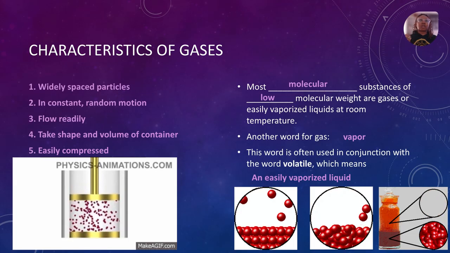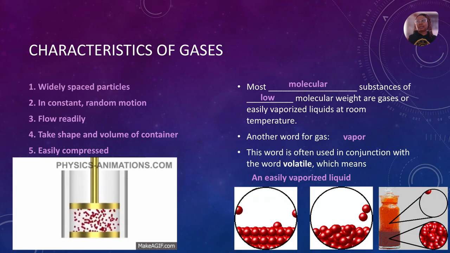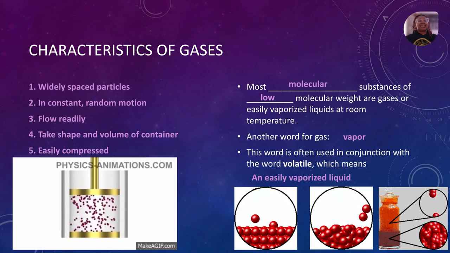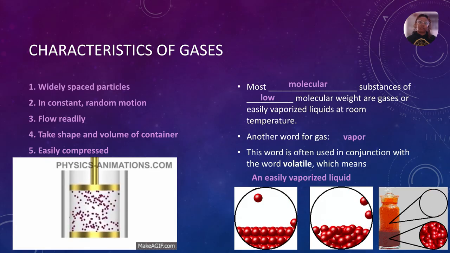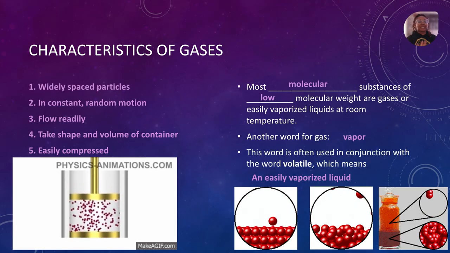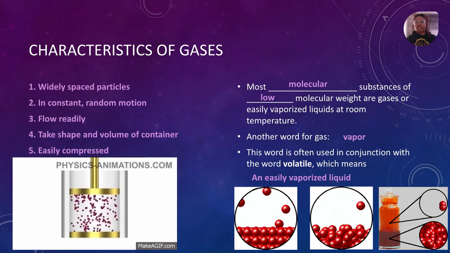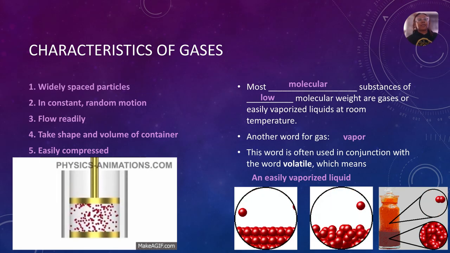When we think about the word volatile, a lot of times we think dangerous. Instead of dangerous, it literally just means that it's easily turned into a vapor, which can make it dangerous. But that's really what it's about. Volatile means easily turned from a liquid to a vapor.